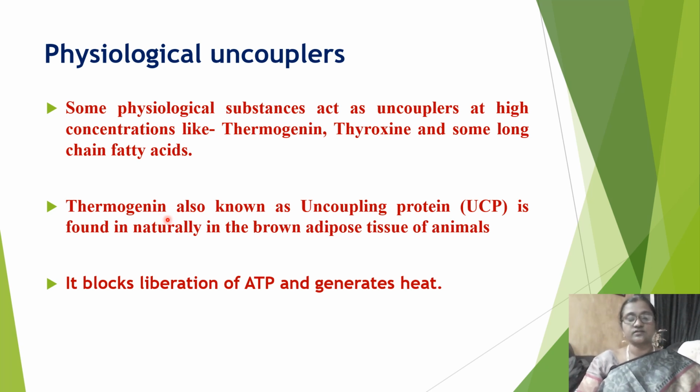Thermogenin is also known as uncoupling protein, UCP, and it is usually found naturally in the brown adipose tissue of animals which are hairless, or which are hibernating, or which have adapted to cold climates. In those animals it is specialized in carrying out uncoupling of oxidative phosphorylation from the electron transport chain, and it blocks the liberation of ATP, thereby generating a lot of heat. So this is how physiological uncouplers act.